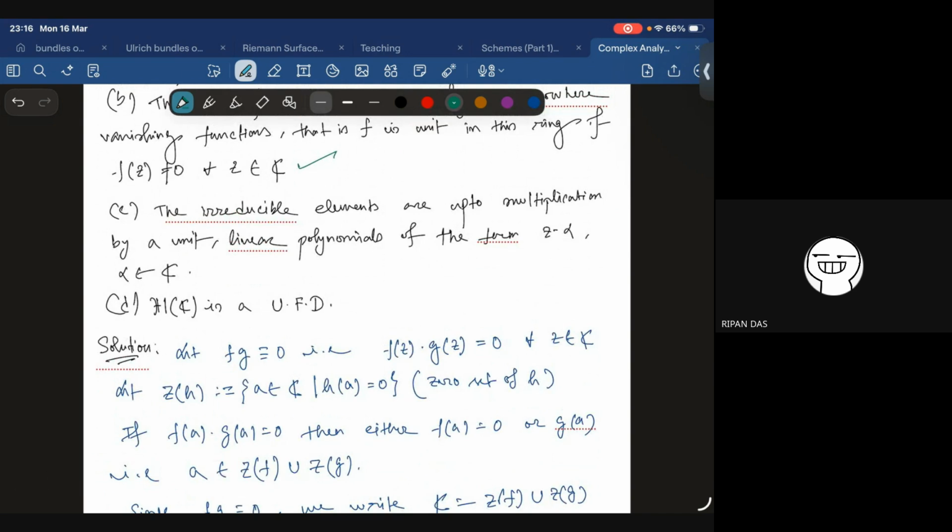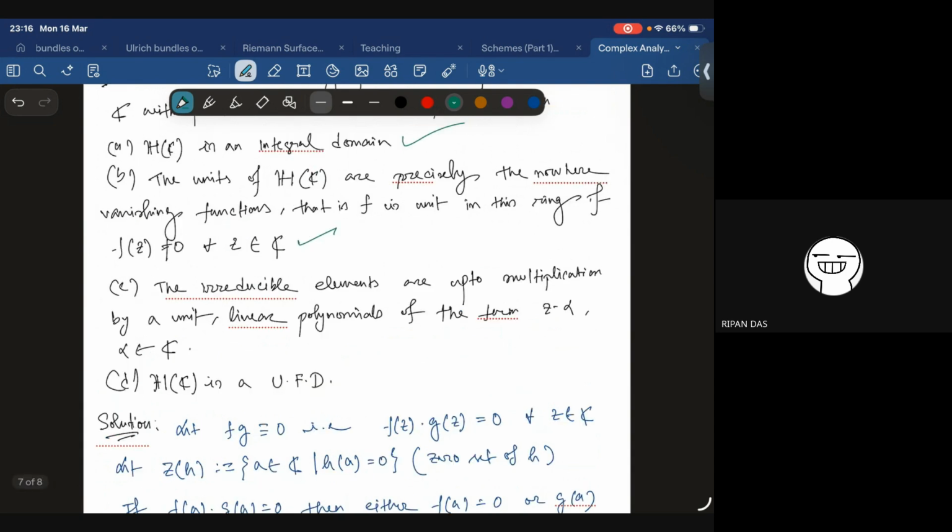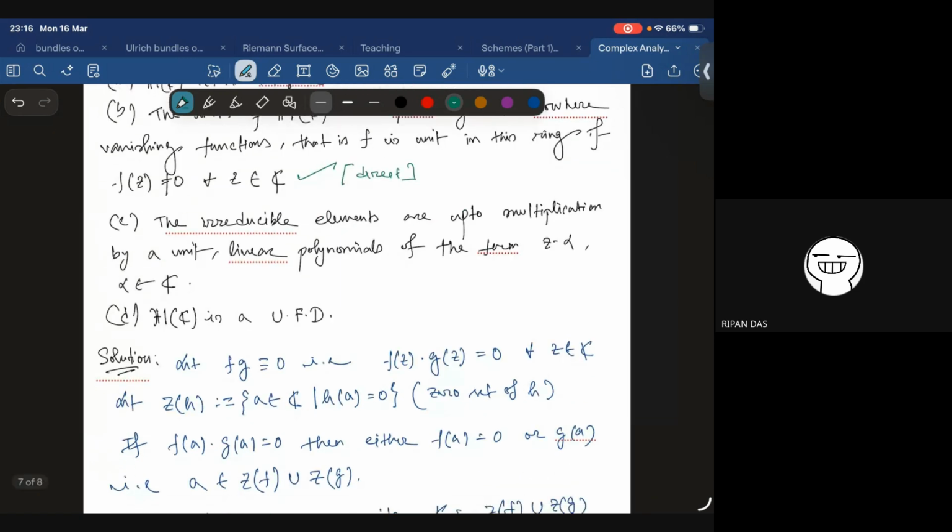The irreducible elements are, up to multiplication by a unit, linear polynomials of the form z minus alpha. So how do we see this? This is one line, direct. How do we solve C?